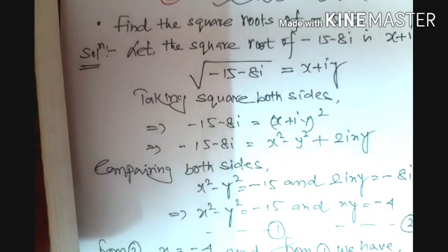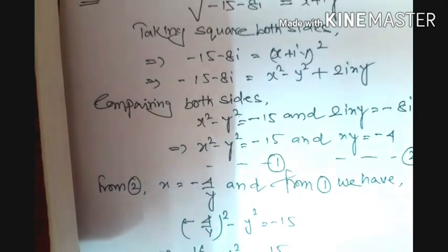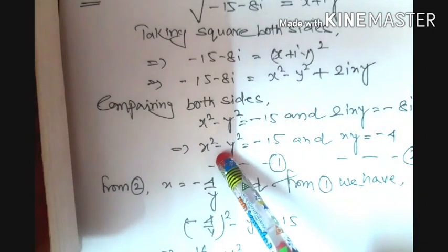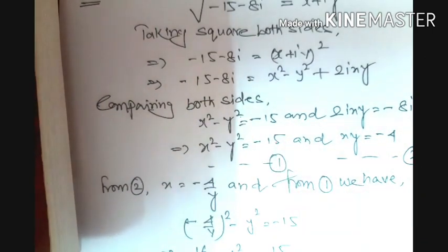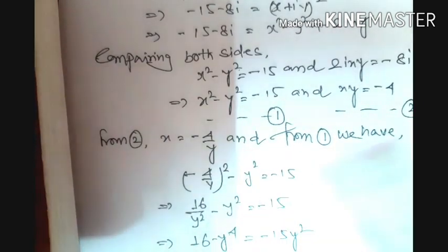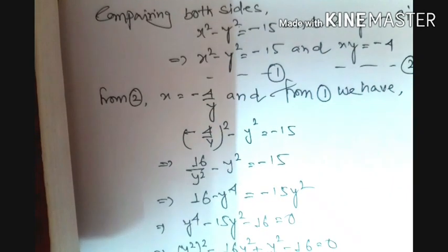Here I am going to use the substitution method. Using equation 2, I have written x equal to minus 4 by y, and in equation 1, that is x square minus y square equal to minus 15, I have put this value in place of x. So equation 1 becomes (minus 4 by y) whole square minus y square equal to minus 15. I have simplified this by multiplying both sides by y square, or you can say we have taken LCM y square and then multiplied both sides.